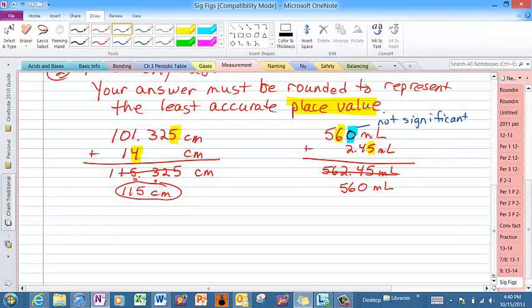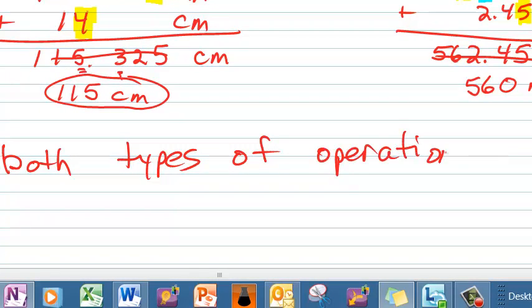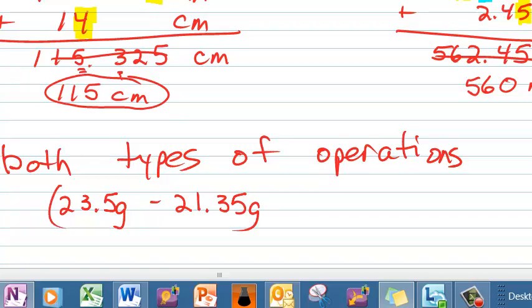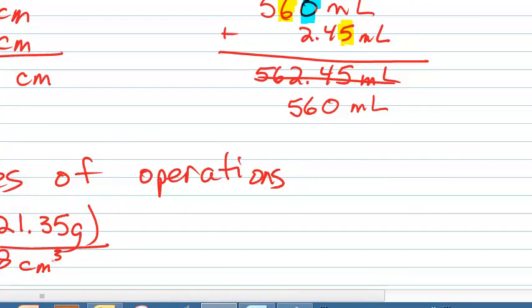Now, what would happen if we had a problem where we had both types of operations? What is it we're going to do there? So, for example, what if we had a problem where we had 23.5 grams and we subtracted 21.35 grams from that? And then once we subtracted it, we wanted to divide it by 1.58 centimeters cubed. So notice I have a subtraction problem in the numerator, and then I want to take that and divide it by the denominator.